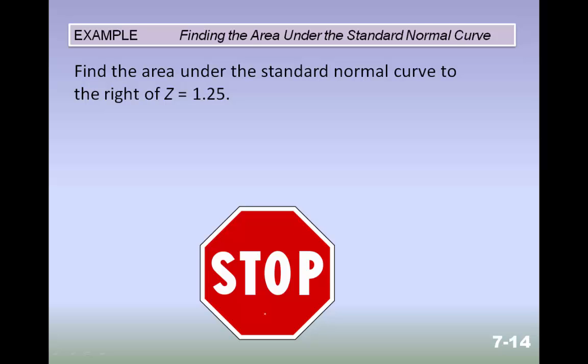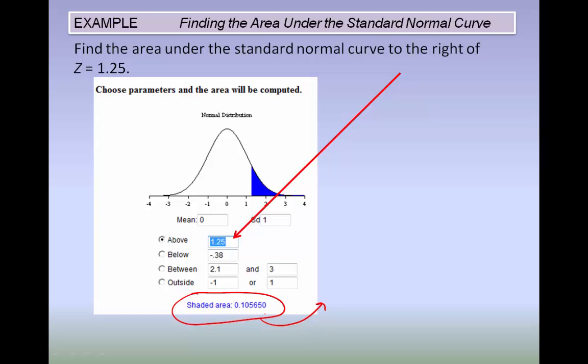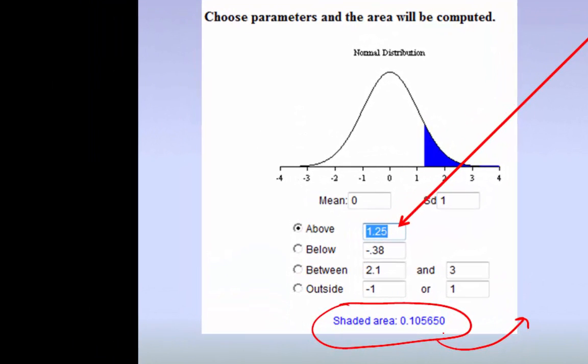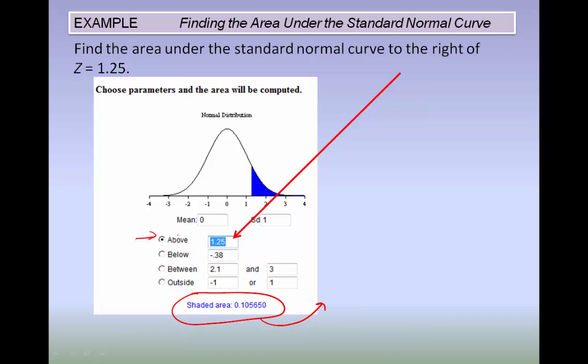Now find the area under the standard normal curve to the right of a z of 1.25. Stop and see if you can calculate this before you go to the next slide. So here we want above, so we would put our 1.25 into the above section, and we get a shaded area of 0.105650. And notice the website shades the area so you can see if it's calculating what you want it to.